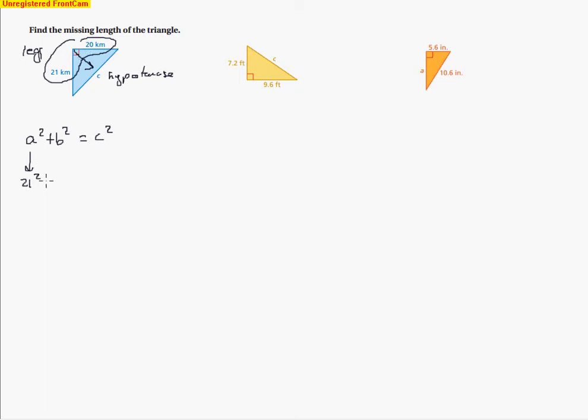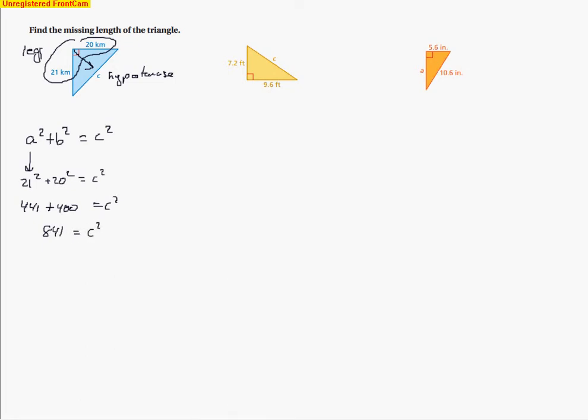You just start substituting the numbers in that are connected by the right angle symbol. So 21 squared plus 20 squared equals c squared. So we do some work. 441 plus 400, that's what we get when we square these two numbers. And this all equals c squared. Well, we go ahead and add those two together. We get 841 equals c squared.